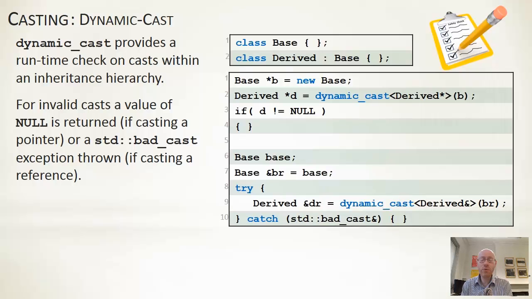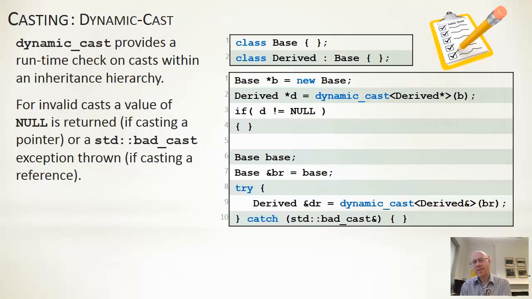And if I can't do this, then I get back a null, zeroed pointer. I can check my pointer in lines 3 and 4. If it's null, then I'm going to trigger some appropriate action. If I'm dealing with a reference, and you can see this in the bottom lines, references cannot be null. They must always point to something. So in this case, we can't null the reference. That's not allowed. So we throw an exception, a bad cast exception, and that can be caught and then appropriately progress from there.